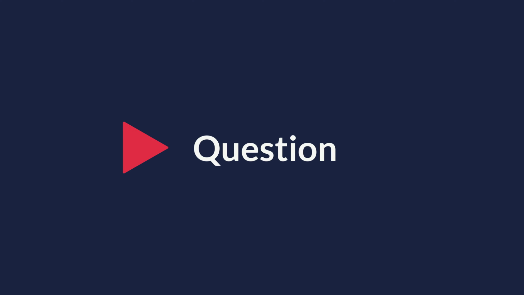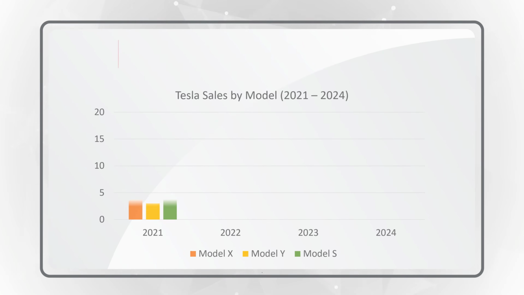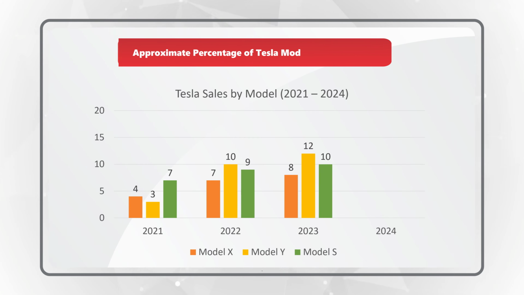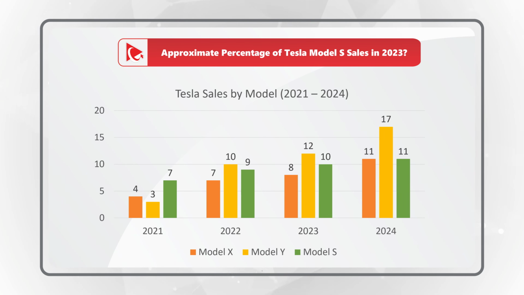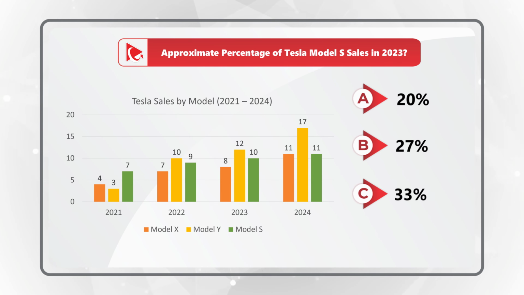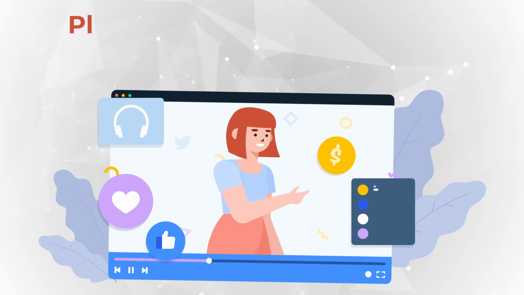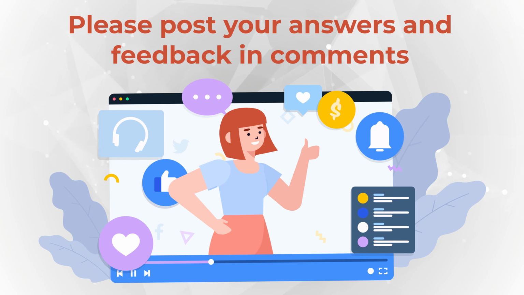And now, I think is an excellent time for you to try your skills to see if you can solve the challenge. You need to determine approximate percentage of Tesla Model S sales in 2023. You're presented with the chart that shows sales by model between period of 2021 and 2024, and you have 4 different choices. Choice A, 20%, choice B, 27%, choice C, 33%, and then choice D, 40%. Give yourself a little bit of time, do the mental math, maybe pause this video to see if you can get to the correct solution. Once you're ready, please make sure to post your answer in comments so I can give you my feedback. Thanks for participating and good luck.